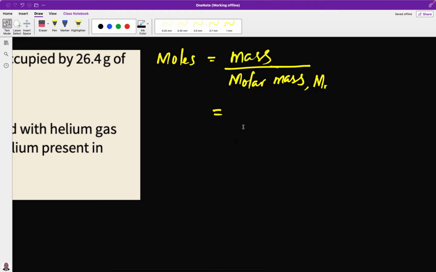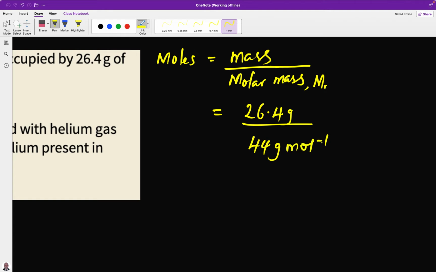So now, we go back to our calculation. We will have 26.4 gram divided by 44 gram per mole. If we do our calculation very well, the gram will cancel out the gram, and if we divide this by this, we are going to have 0.6 moles of carbon dioxide.